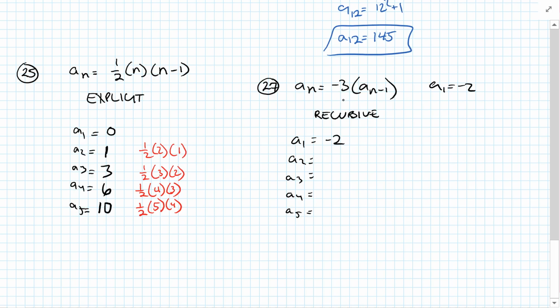the a of 2 is going to be -3 times -2, which would be 6. So a of 3 is going to be 6 times -3, so it's going to be -18. a of 4 is going to be -18 times -3, so that's going to be 54. And a5 is going to be -162. Pretty easy.